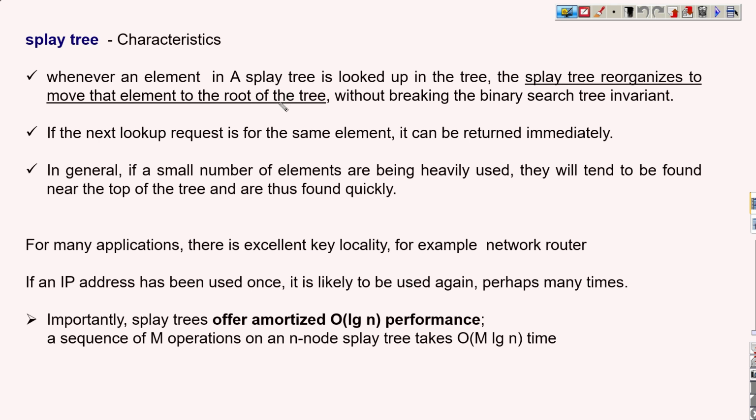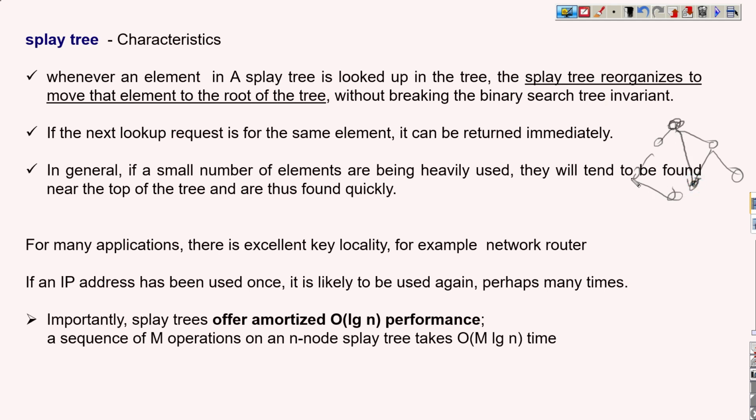So as I said, whenever anything is to be searched in the tree, that element will move towards the root. So if any tree is given to us, let's say this is a tree, which is a binary search tree. If this element is being searched, then we will do splaying. Splaying means this node will go and become the root.